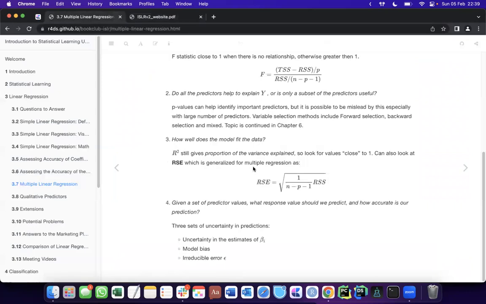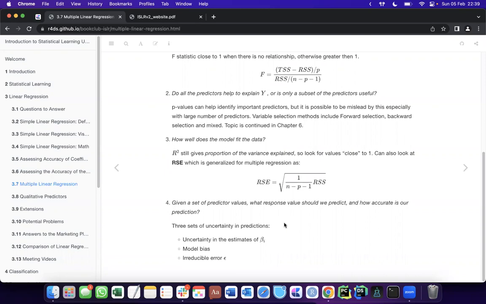And then if we hop back in, we can have a look at how well the model fits the data. This is the same as in our simple linear regression. We can still look at our R-squared value, giving our proportion of variance explained, TSS minus RSS, on the scale of 0 to 1, independent of your response variable units. And then your residual standard error is generalized for a multiple regression using this formula over here.